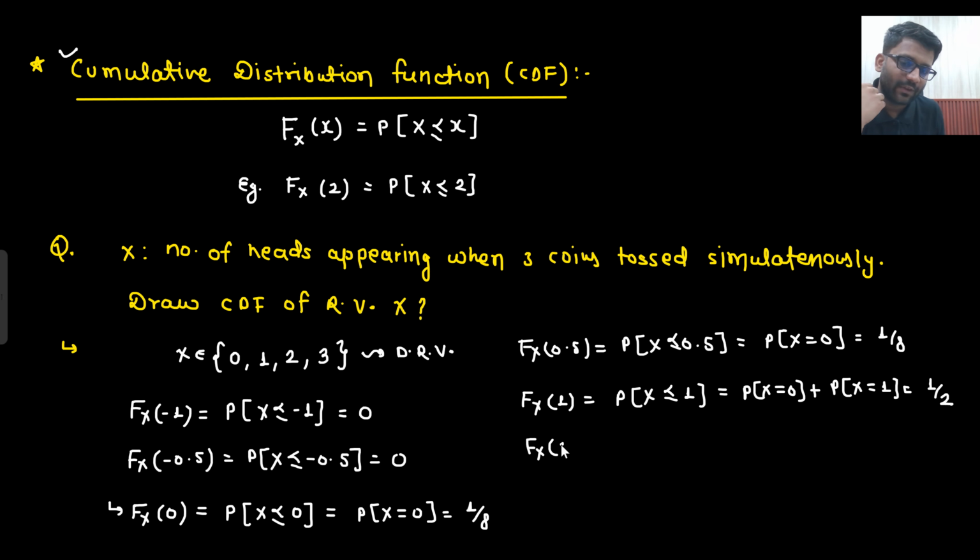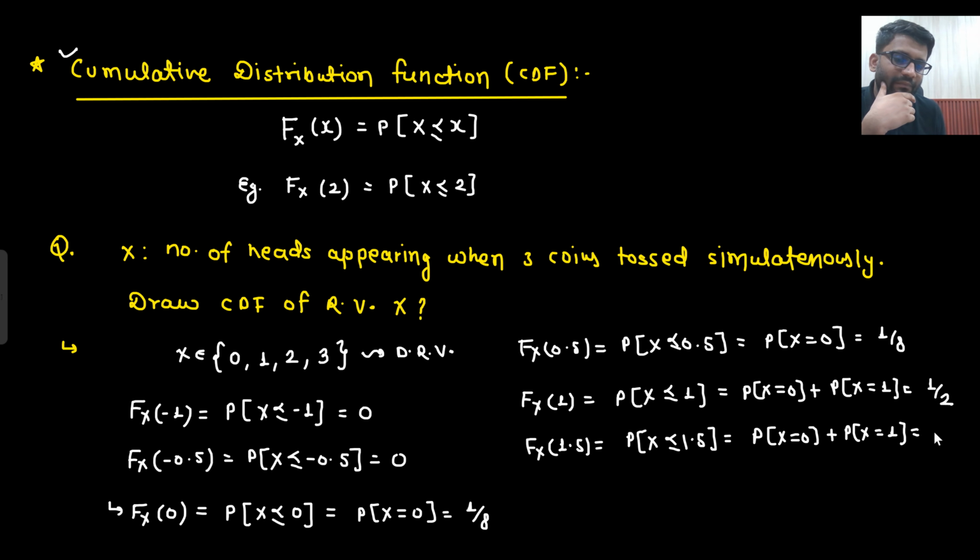If I ask you Fx of 1.5, what would that be? Probability of random variable X taking values lesser than or equals to 1.5, right? So X can take 0 or it can take 1, right?